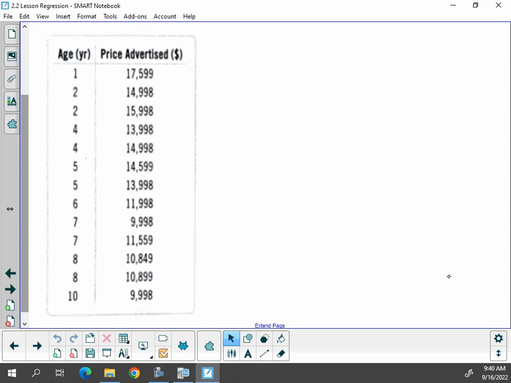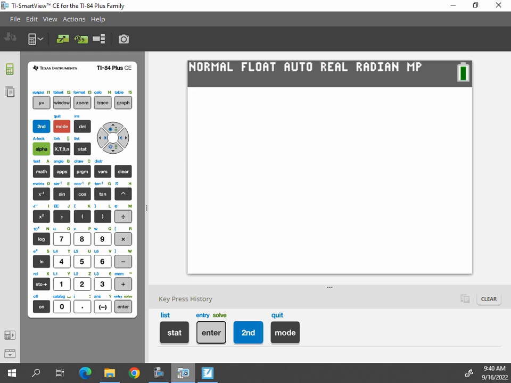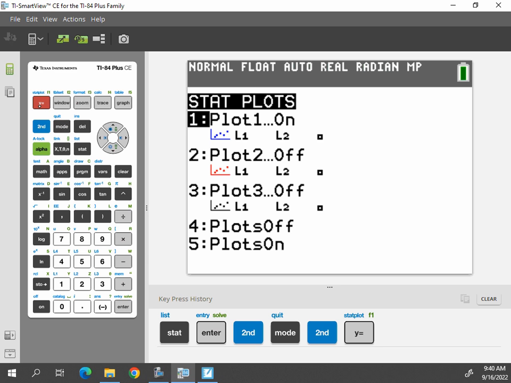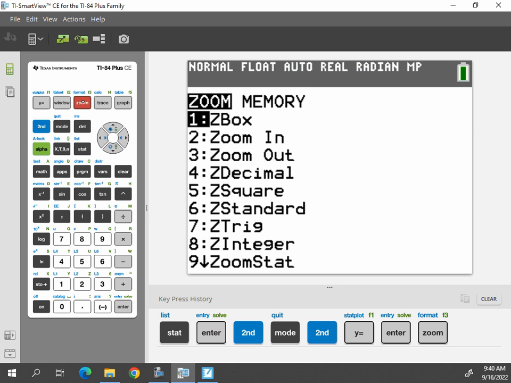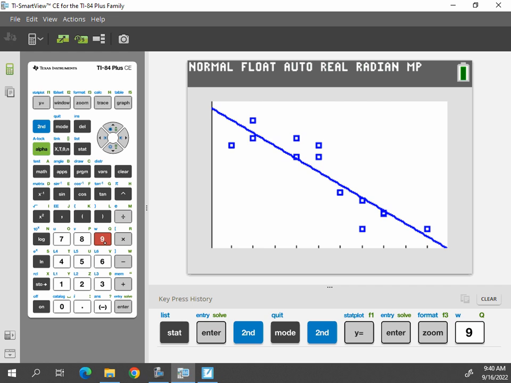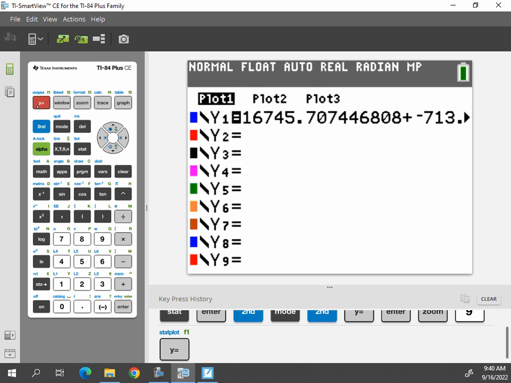Obviously, you'd want to make that distance from your home and have a specific car you're looking for, and you can look at the age of cars and the price. You might know that the older a car is, the less value it holds. So let's make a scatter plot of this data. I've already done that, but you would go to your plot, choose the scatter plot, make sure you chose the correct lists, and then we always ZoomStat, zoom 9. My equation's in there, so let me turn it off. I'll actually clear it out.